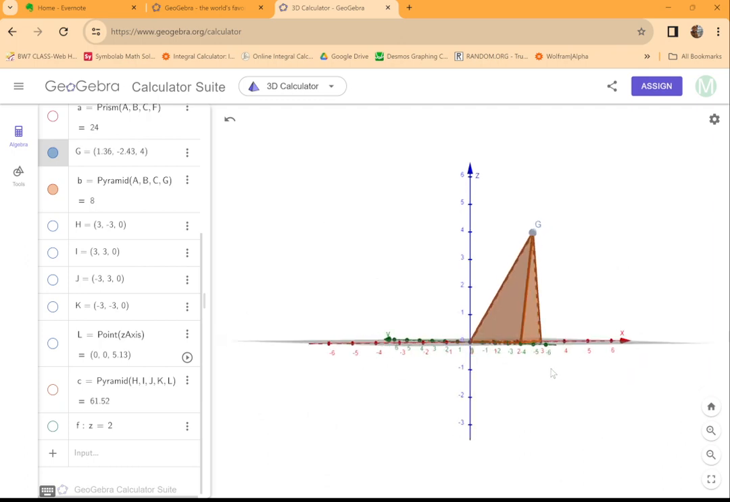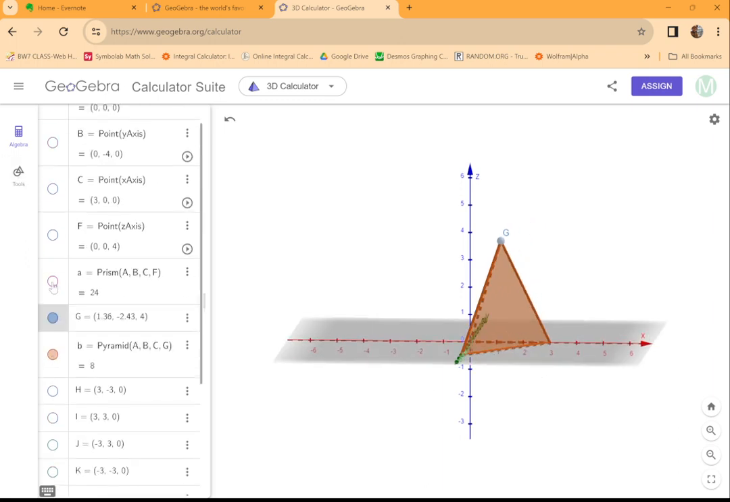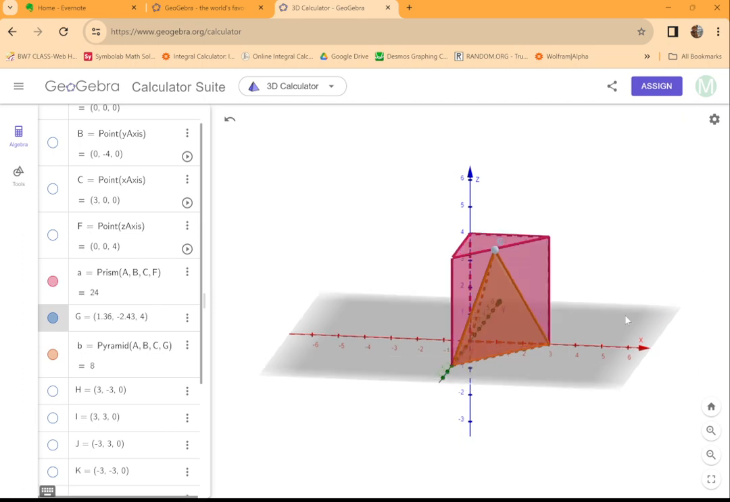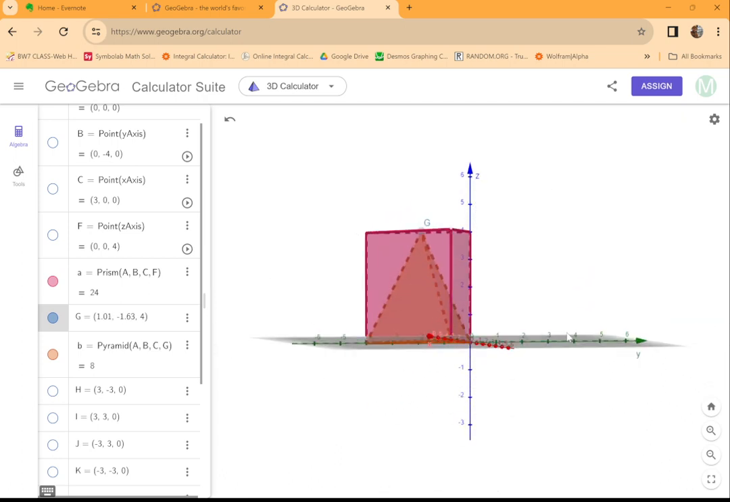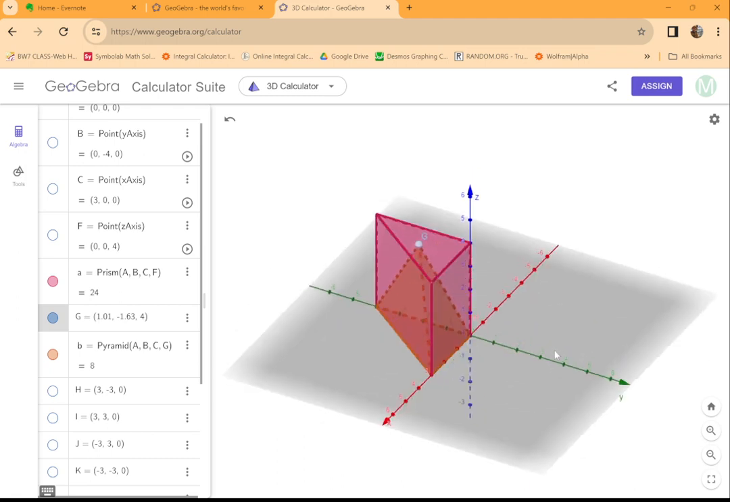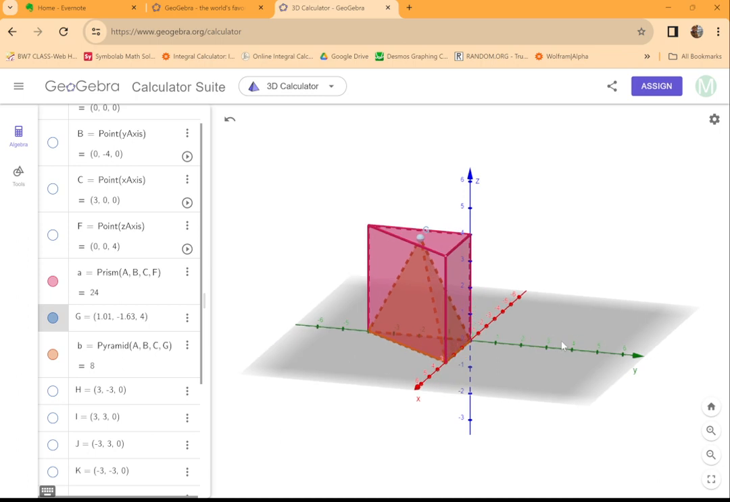Now, while this looks very different than our prism, they do have some kind of relation between them. Here you see both of the figures, one inside the other. Let me move this G here. As it turns out, their formulas for the volume are related. If you recall, for the prism, the volume formula is the area of the base times the height.